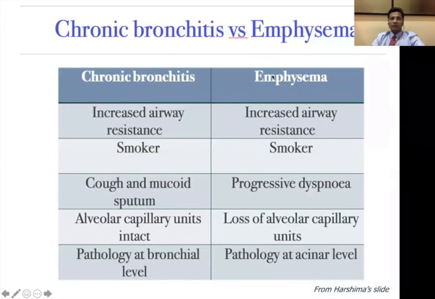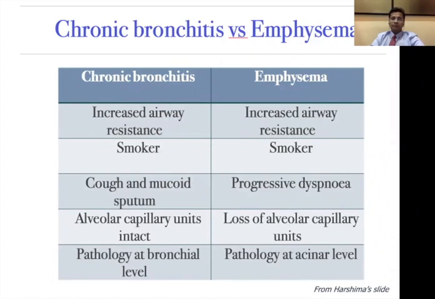There are features of emphysema. There's increased airway resistance, which is common to both emphysema and chronic bronchitis. Being a smoker is also common to both. Symptom-wise, patients who have more chronic bronchitis have more cough and mucoid sputum. Those who have predominantly emphysema changes don't have much cough or mucoid sputum, and their main symptom is progressive dyspnea.